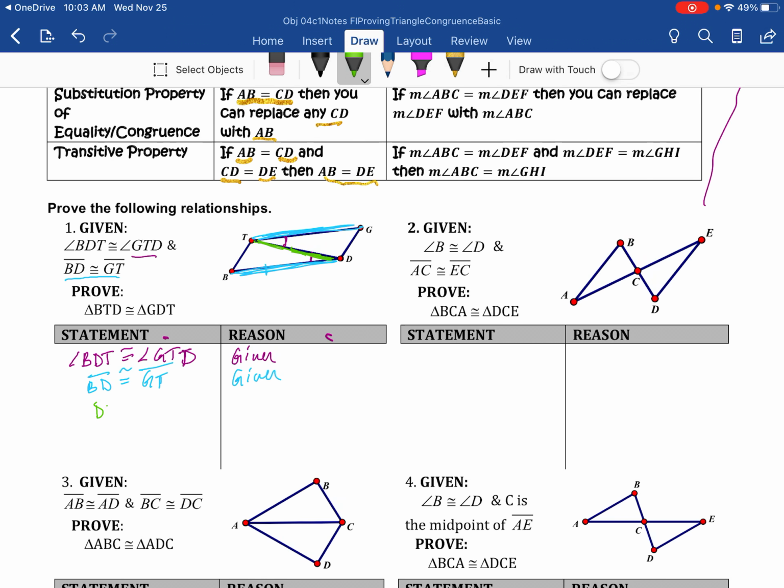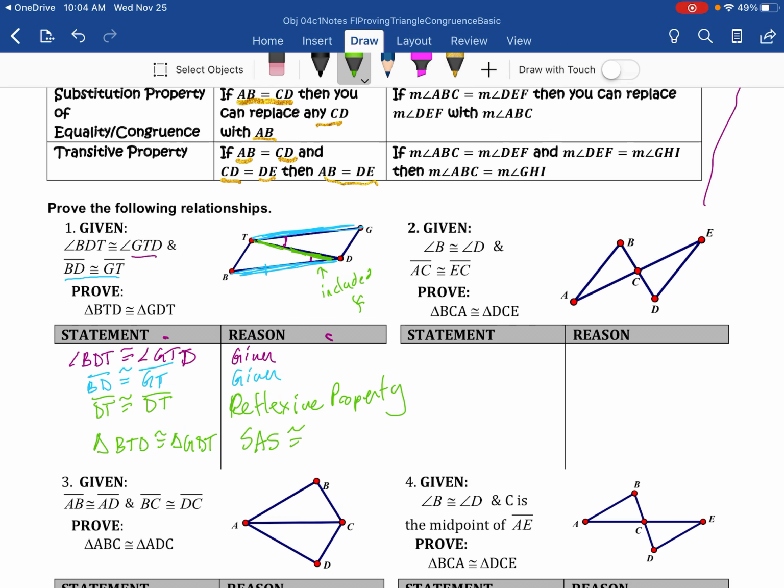I know that DT is congruent to DT. This is called the reflexive property. Make sure you write it correctly. It says that something's congruent to itself. So now I have three things and three things. Is this a way to prove congruence? Well, they're both included angles. So I know for sure that triangle BTD must be congruent to triangle GDT by side, angle, side congruence.